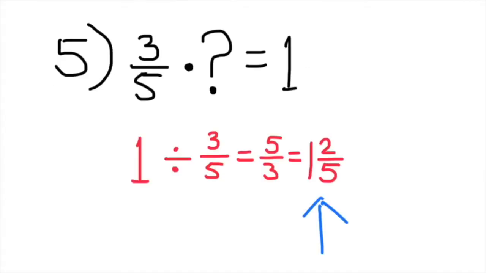3/5 times what number equals 1, and 1 divided by 3/5 equals 5/3, which is equal to 1 2/3. At that rate, it would take 1 2/3 weeks to pave 1 kilometer.